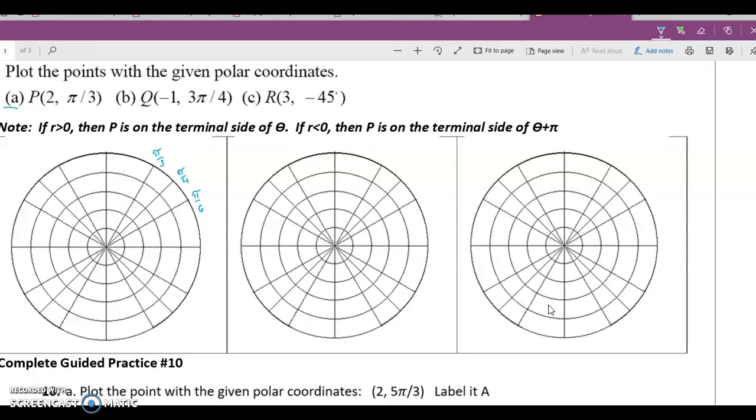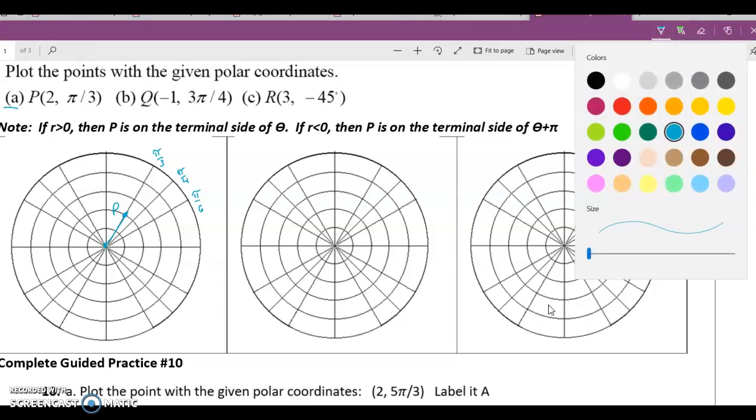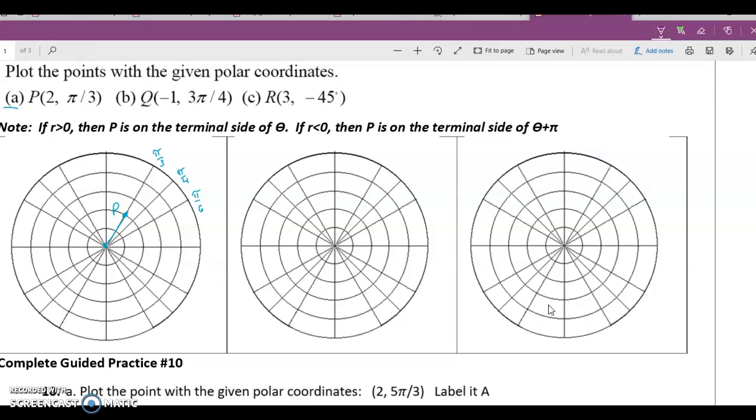So if we're looking at letter A here, we're looking for our point 2, pi over 3. So for me, it helps to find my angle first. So I know I'm going here, and I'm going up to pi over 3. So we know it's going to be somewhere on this line. And then starting at the origin, we're going to count out 1, 2. So this right here is point P. Now is where we start to get a little bit trickier, okay?